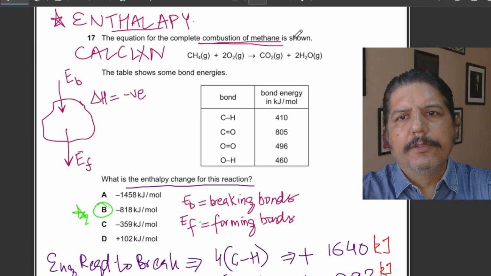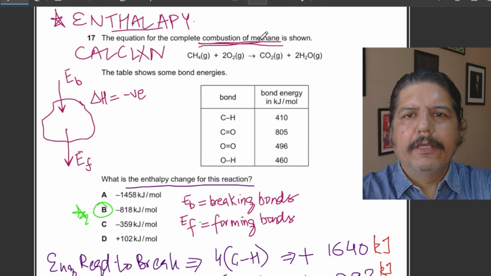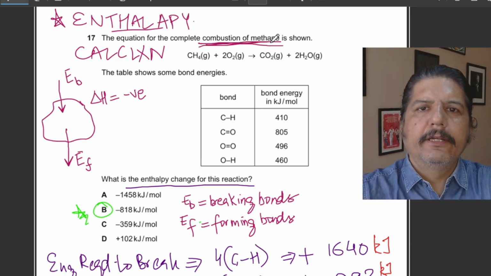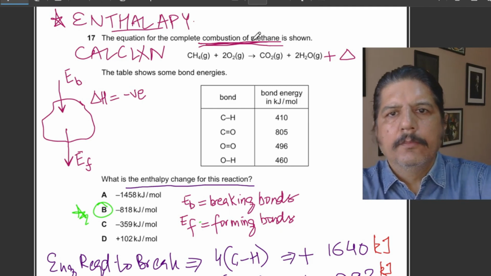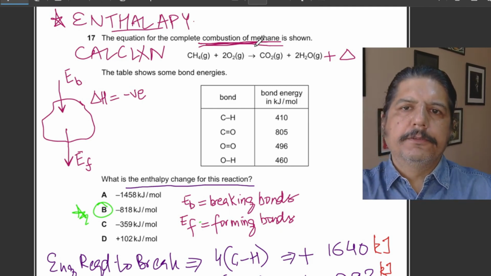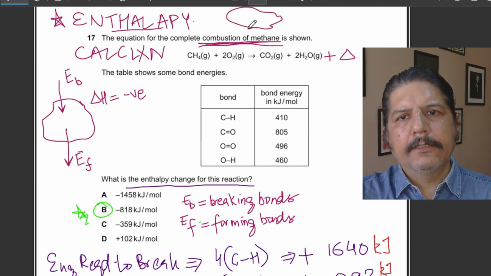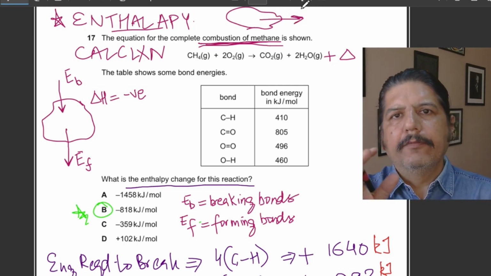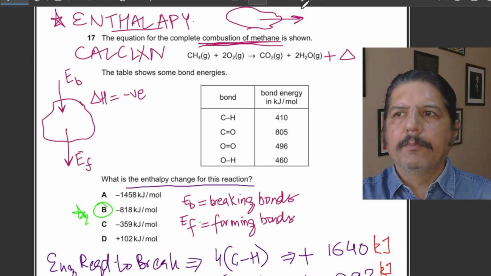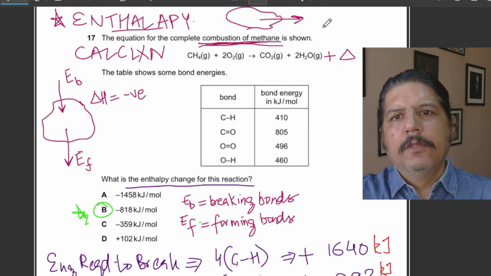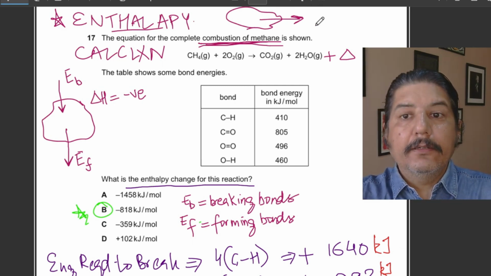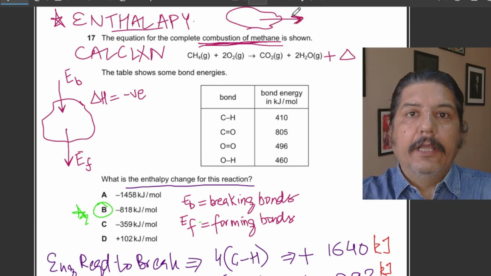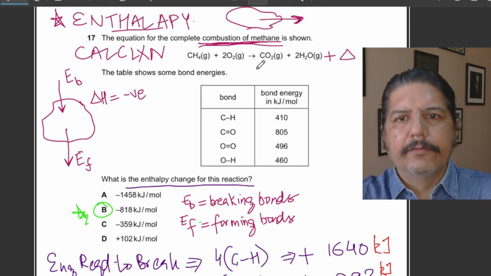The equation for the complete combustion of methane is shown. Before I even start doing the calculation, there are a few simple things that I need to understand. Because this is combustion, energy will be released. So we understand that in combustion, energy is released. If I consider this to be the system, then net energy would be leaving the system. And whenever energy leaves the system, the energy of the system decreases. We know that when energy leaves the system, delta H is negative.